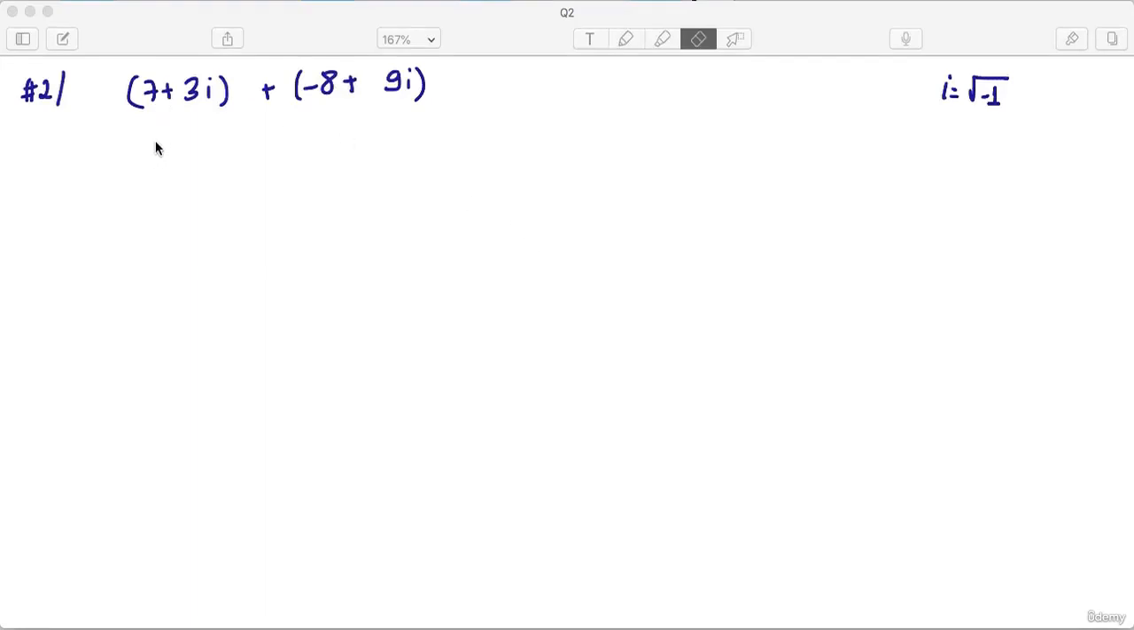Question number 2. Here we are given two complex numbers and we are trying to add them. So here's our first complex number and this one the second one. What is a complex number? Well, a complex number is made up of two parts, no? There's always a real part and an imaginary part.